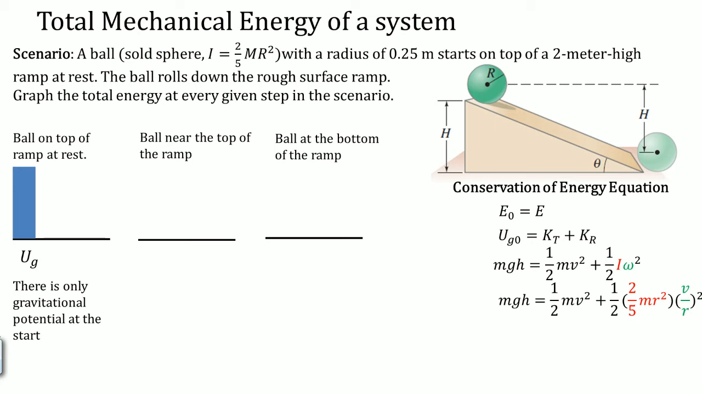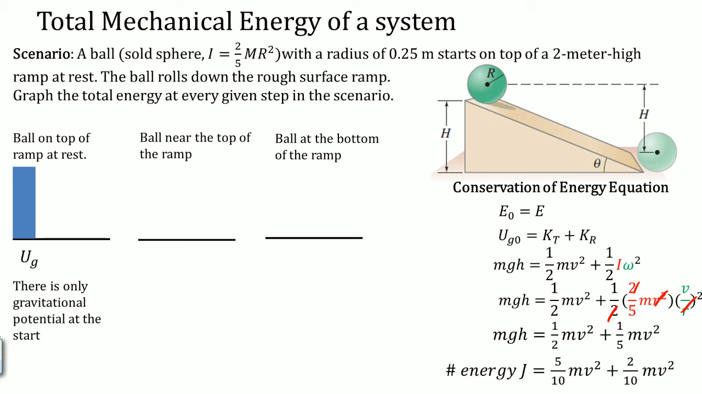Notice the 2's here on top and the bottom cancel. The r squares here will cancel, leaving you this time with a 1/2 mv squared for the linear kinetic energy, 1/5 mv squared for the rotational kinetic. Finding the like terms, which was 10, so I multiplied the 1/2 mv squared by 5, giving me 5 over 10, and I multiplied 1/5 mv squared by 2 to get 2 over 10. Notice at this ratio now.